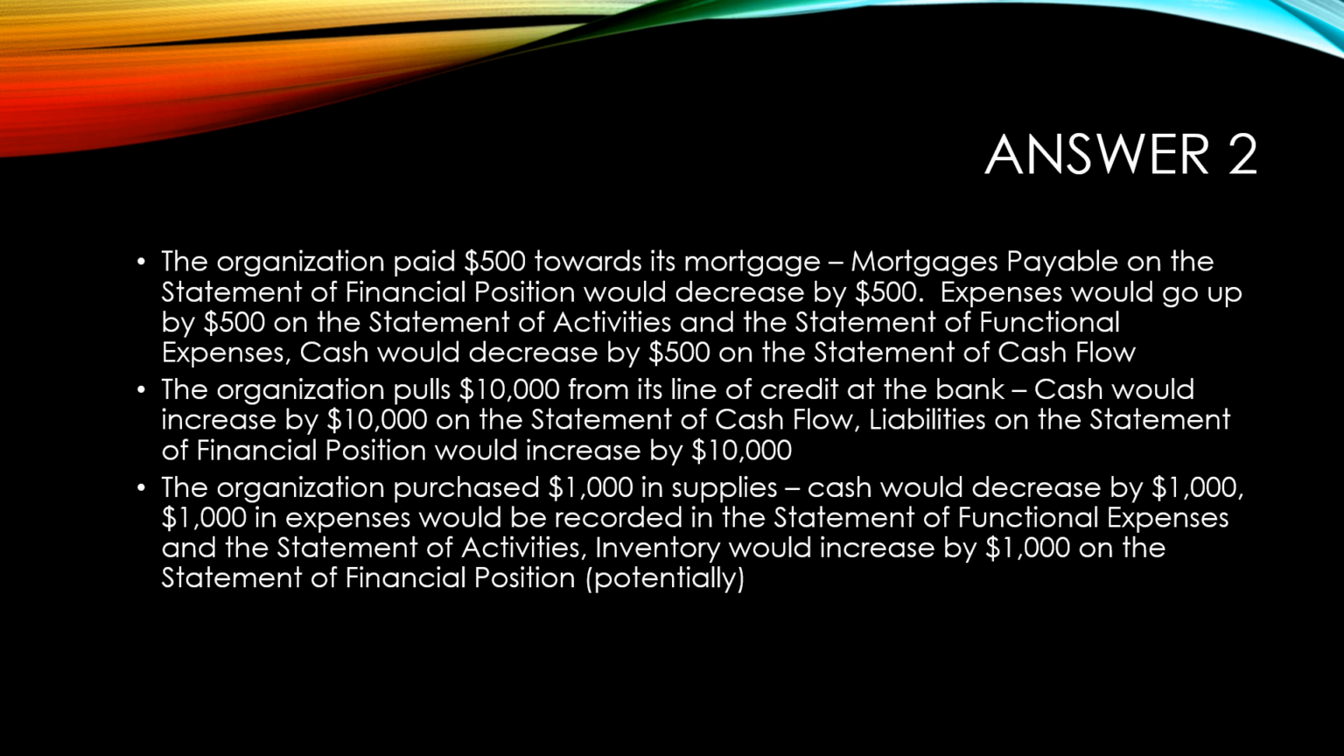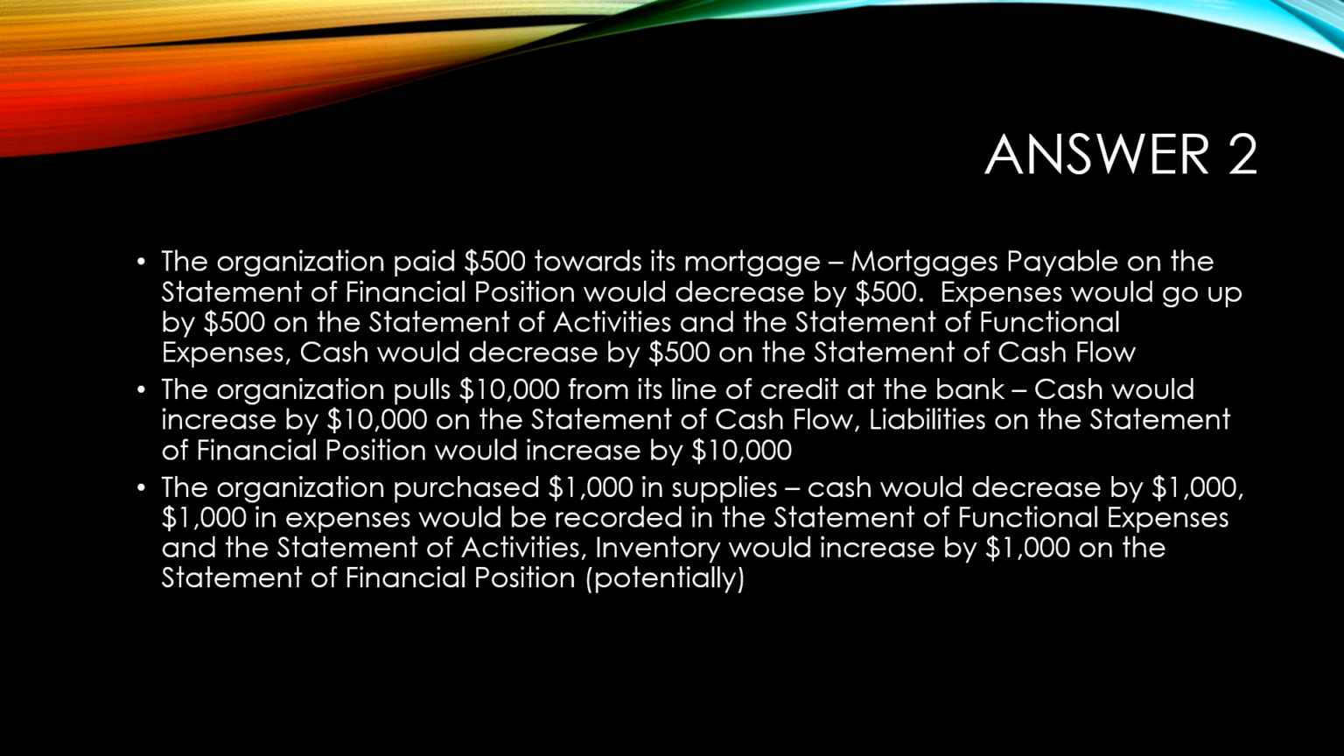Okay, so if it turns out that I paid $500 more towards my mortgage than they had originally recorded, well, mortgage payable on my statement of financial position would actually decrease by $500 because the payable is the amount that I still owe, and it turns out that I paid $500 more than they had originally recorded. However, because I spent the $500, my expenses would go up on both the statement of activities and my statement of functional expenses, and theoretically my cash would decrease by $500, assuming that I paid in cash.